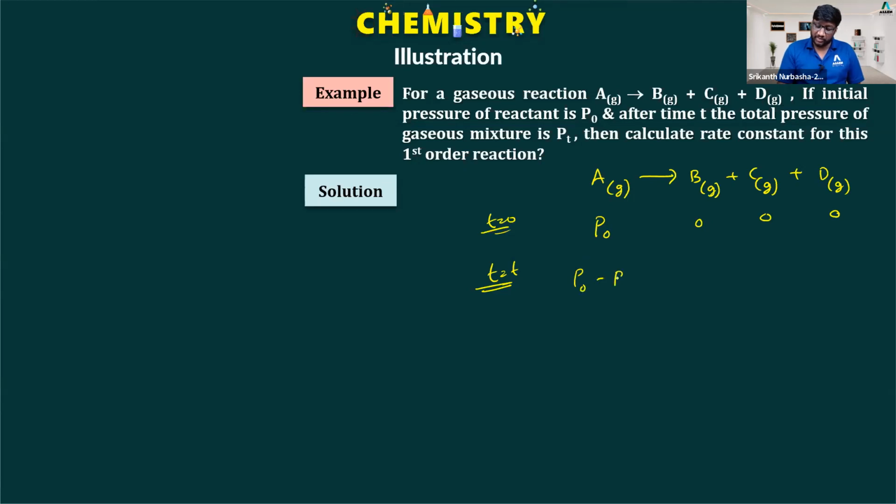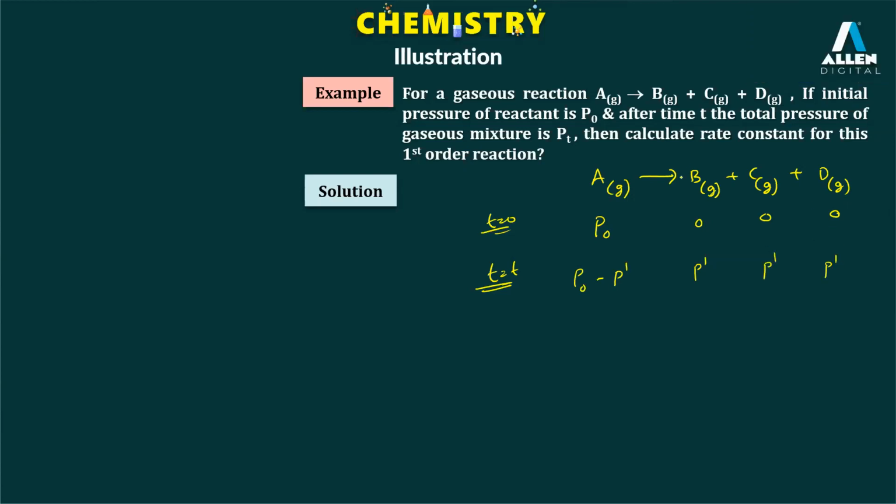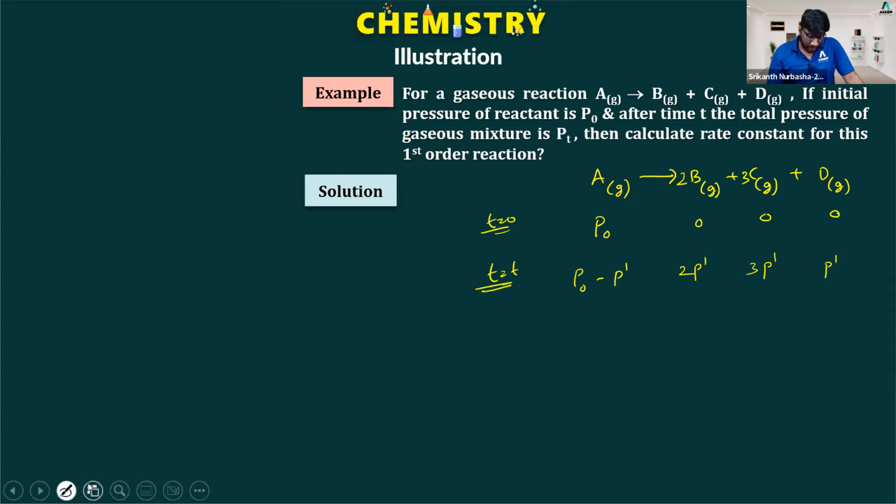So P naught minus P dash. Since 1 mole of A is producing only 1 mole of B, what is the pressure developed by B? P dash. Similarly, what is the pressure developed by C? P dash. And D is also P dash. If we had 2 moles of B and 3 moles of C, then you would get 2 P dash, 3 P dash. But we don't have that, so we'll have this equation only.